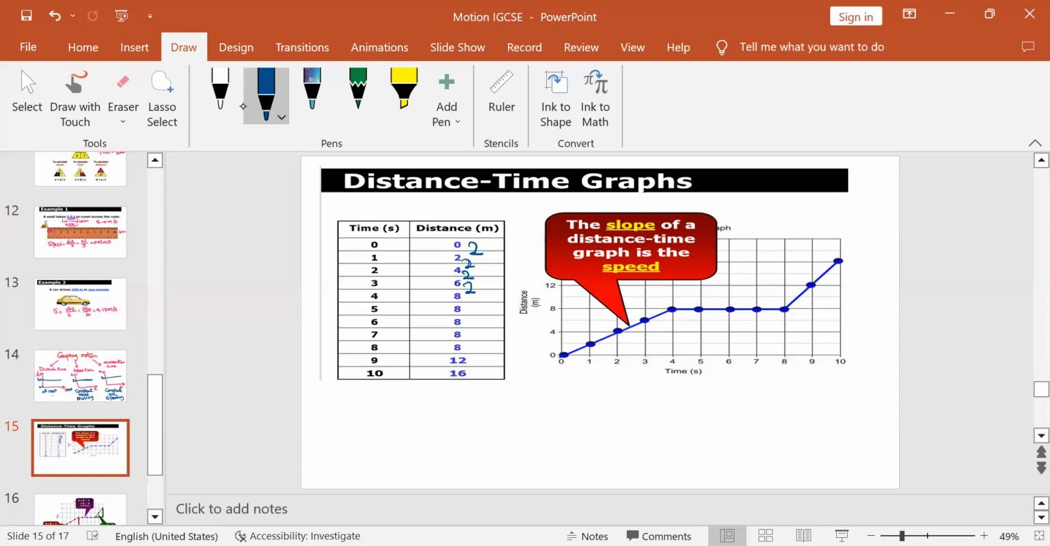What can you deduce from this? How can you describe the motion of the object from 0 to 4 seconds? Constant. Excellent. So from 0 to 4 seconds, the body is moving with constant speed. What is meant by constant speed? The body covers equal distances. Look: 2, 2, 2, every second it covers 2.